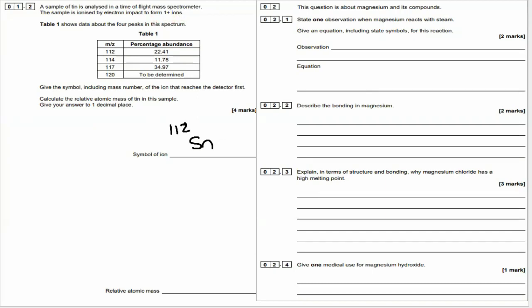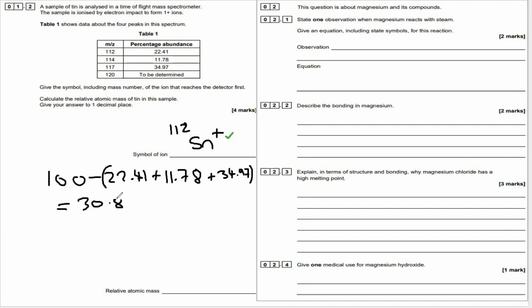It's a positive ion, so we need to include the plus sign. Probably a mistake a lot of people make. They're always going to have a charge, the ions in a mass spectrometer. Now we need to work out the percentage abundance that's still to be determined. So we do the total percentage abundance, which we can assume is 100, minus the sum of the other 3 abundances, and that will give us the 4th one that we've yet to determine. And the answer is 30.84%.